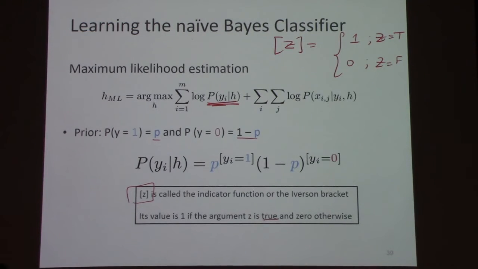Using this indicator function, I can define the probability of y given h in the following way. Probability of y given h is the product of these two terms: p power the indicator that y is 1, times 1 minus p power the indicator that y is 0. Let's see what this actually means, because this seems rather tedious.